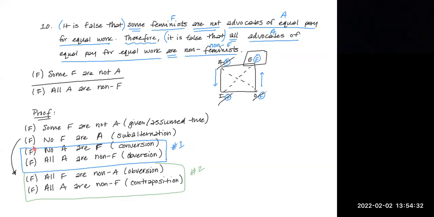Again, these are just two different ways to do it. You could have done it some other way where you went to the square of opposition last. It's really up to you. It just has to be accurate.